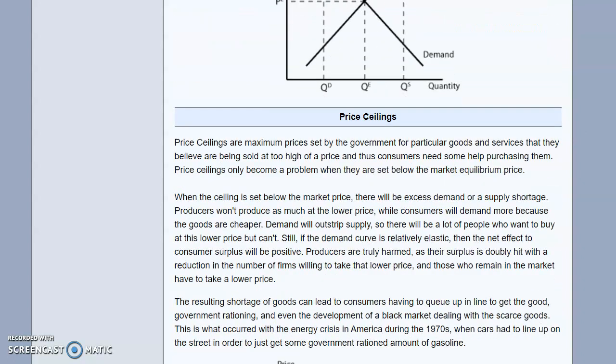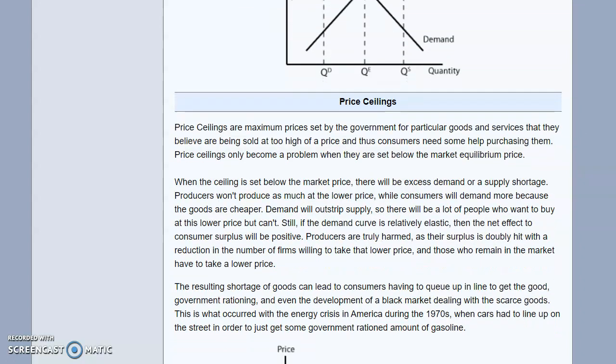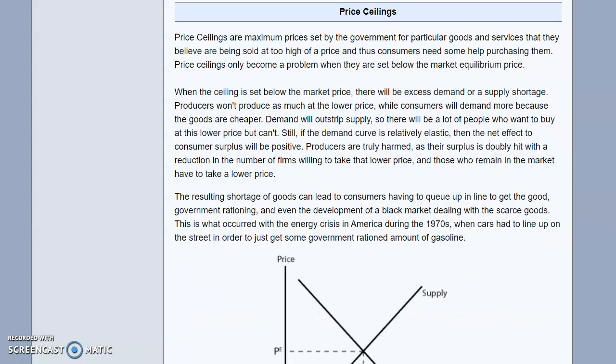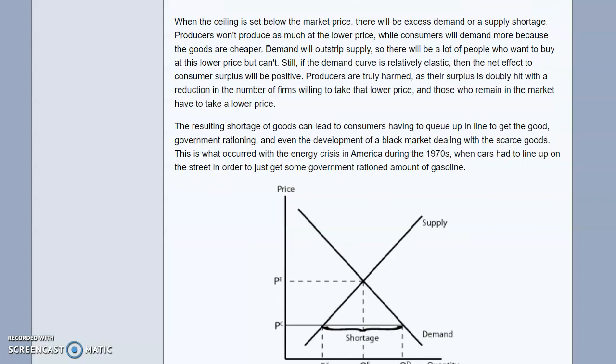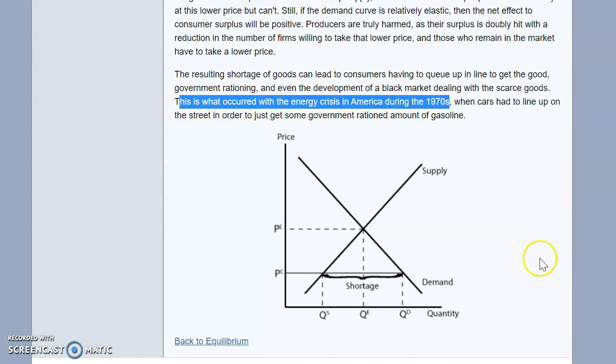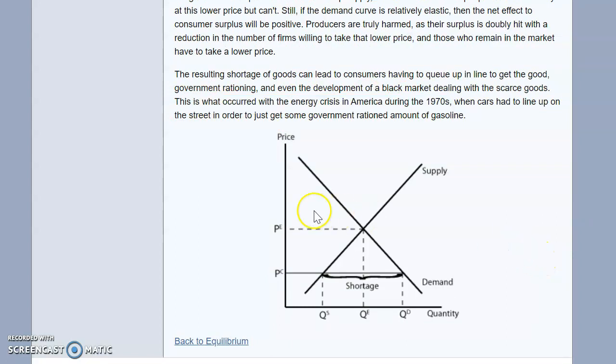Let's talk about a price ceiling, okay? A price ceiling is something set by a government that feels the price is too high. This could be rent control, or a certain good like energy, and that's the example that they used in the energy crisis during the 1970s. Check this out. So here's equilibrium, right? Here is the price ceiling.